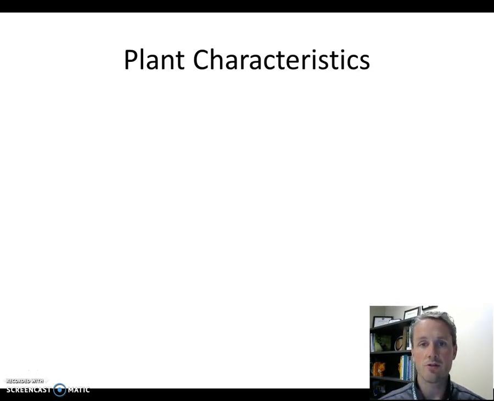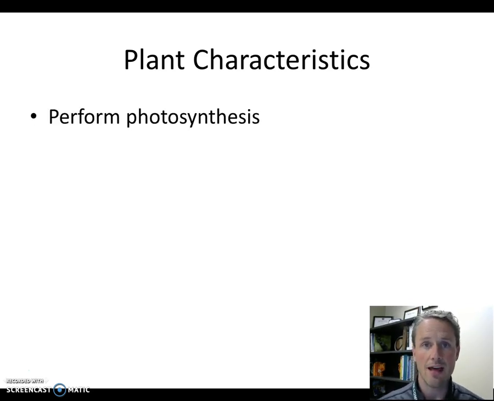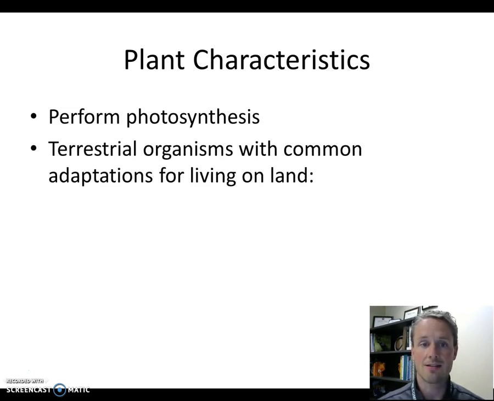So the characteristics that all plants have in common are that they're first photosynthetic. Right? So every single plant shares this common characteristic of being photosynthetic. But the other characteristic that defines plants is that they are terrestrial organisms. So we'll talk about how plants evolved from photosynthetic aquatic organisms. But what defines a plant is that they evolved and now survive on land.